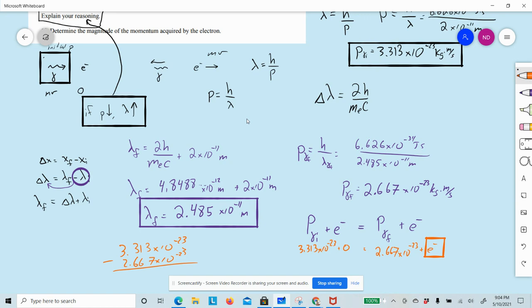Let's see what we come up with. 3.313 times 10 to the minus 23rd, subtract 2.667 times 10 to the minus 23rd, and we come up with the momentum of the electron after the collision equals 6.46 times 10 to the negative 24th kilogram meters per second. There's your answer.